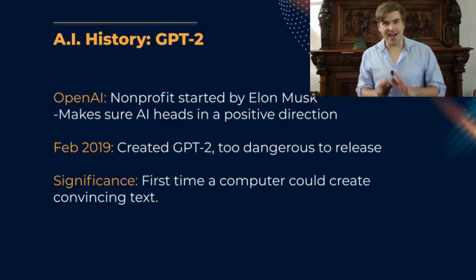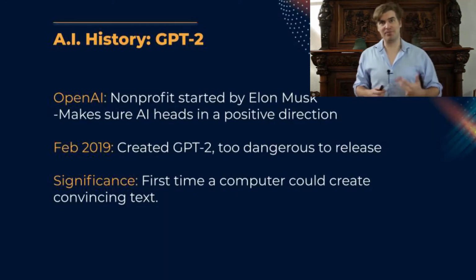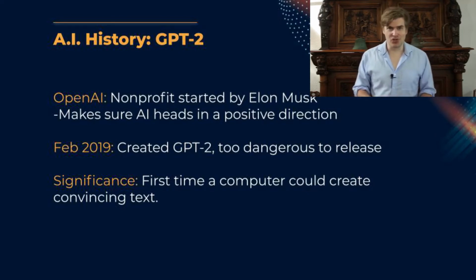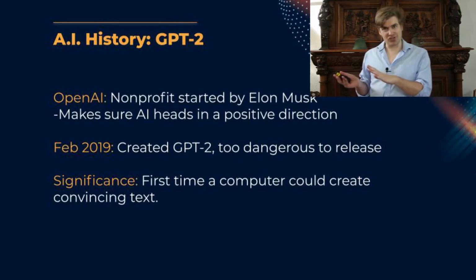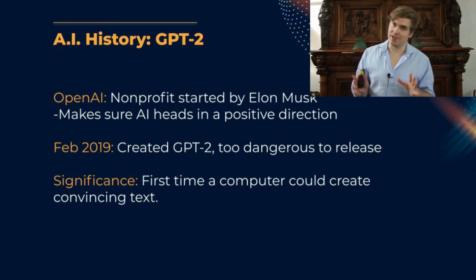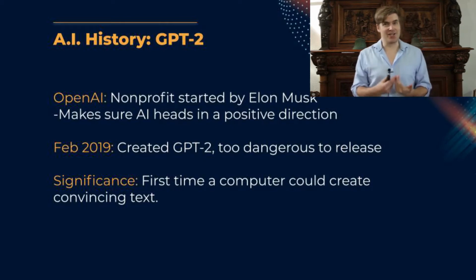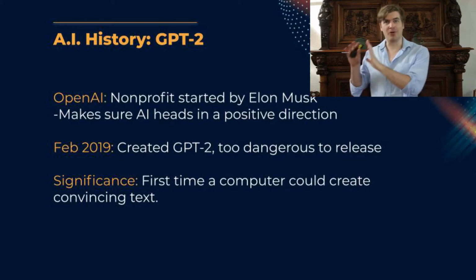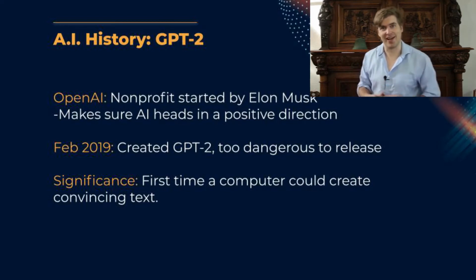So a little bit of AI history, we're going to talk about GPT-2. OpenAI is a nonprofit that Elon Musk created to make sure that AI heads in a positive direction. Elon Musk believes that AI could be a danger to humanity. I don't. But I'm really glad that he created this company, OpenAI, because they are at the forefront of all the coolest inventions using AI.